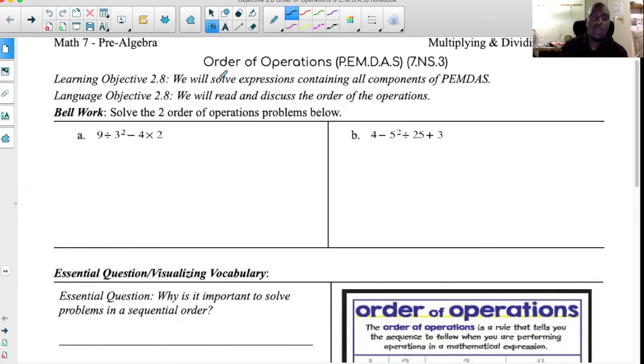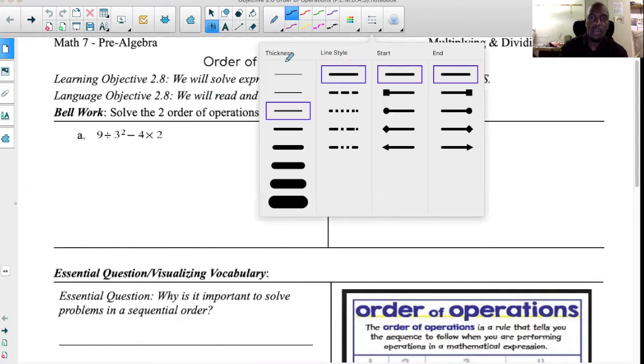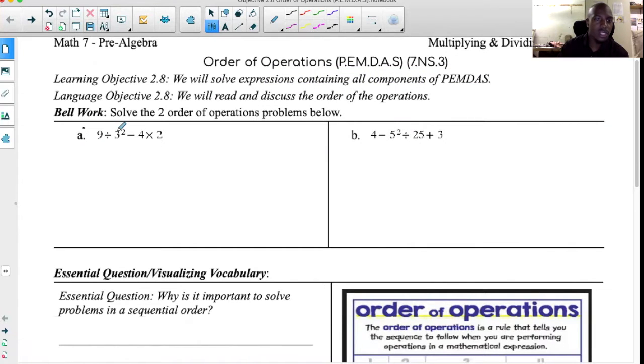If I look at number one, and I'm going to do these with you, number one says 9 divided by 3 squared minus 4 times 2. I notice that there's division, exponents, subtraction, and multiplication. Following the order of operations, I do want to deal with this exponent first. So I'm going to end up getting 9 divided by 9 minus 4 times 2, because I know 3 squared is 9, 3 times 3 is 9.